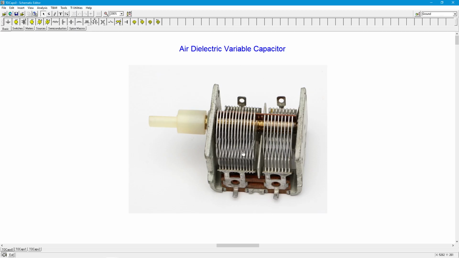So these plates are fixed. These plates are attached to the shaft. So as you rotate the shaft, this set of plates intersects more or less this set of plates. And of course, the more overlap you have, the greater the capacitance. So as you rotate this, you have an adjustable capacitance. Kind of like a rheostat, but it's a capacitance.